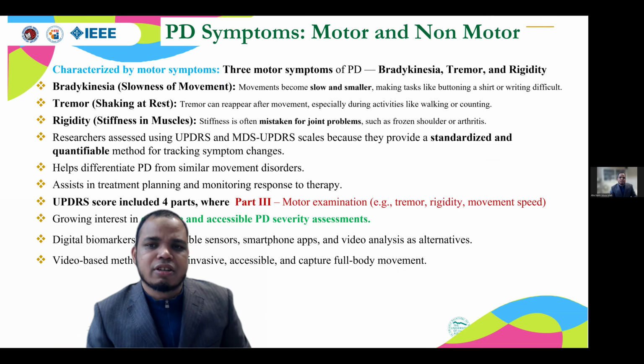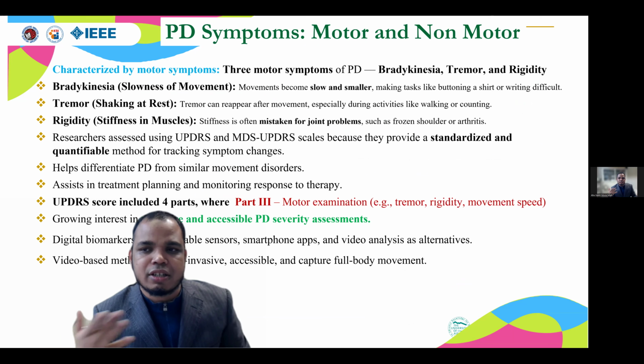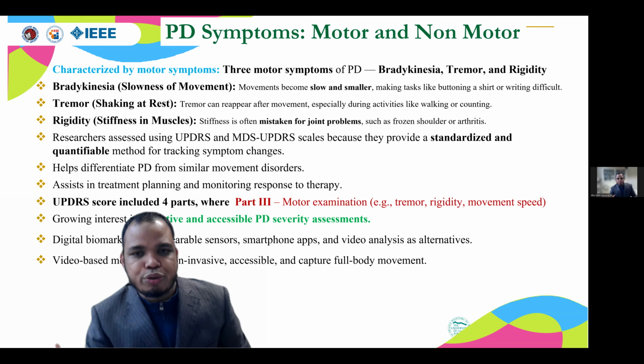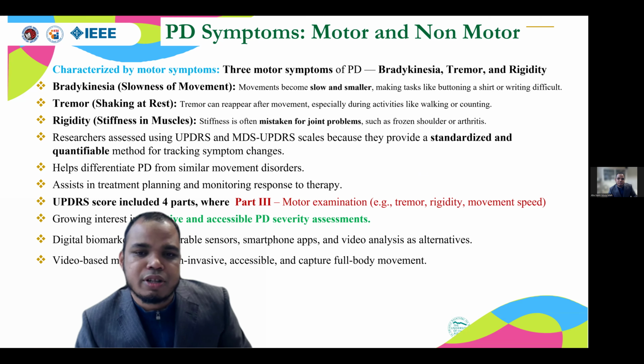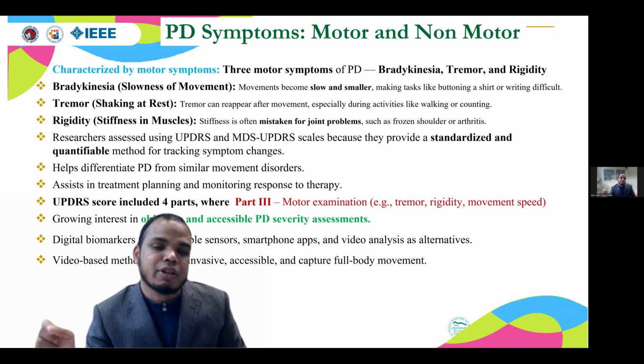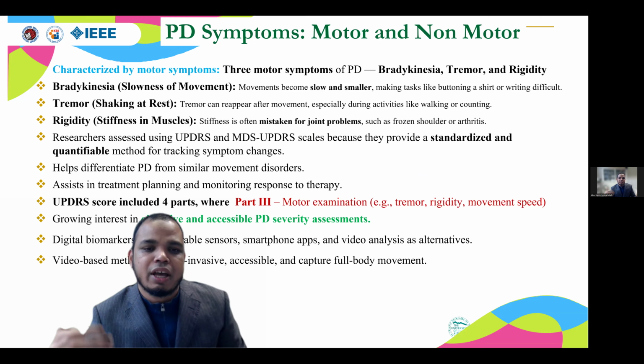Researchers suggested that if we want to recognize something, we need to characterize the pattern or the symptoms. For Parkinson's disease, three motor symptoms are very important: bradykinesia, tremor, and rigidity, which are slowness of movement, tremor, and stiffness. For tremor and rigidity, we can use handwriting and tabular information. For bradykinesia, slowness of movement, we can identify it using video.